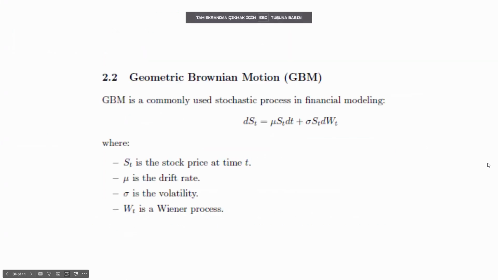So our first process model is geometric Brownian motion, GBM. The equation for it is as written here. St is the stock price at time t, mu is the drift rate, sigma is the volatility, and Wt is the Wiener process.